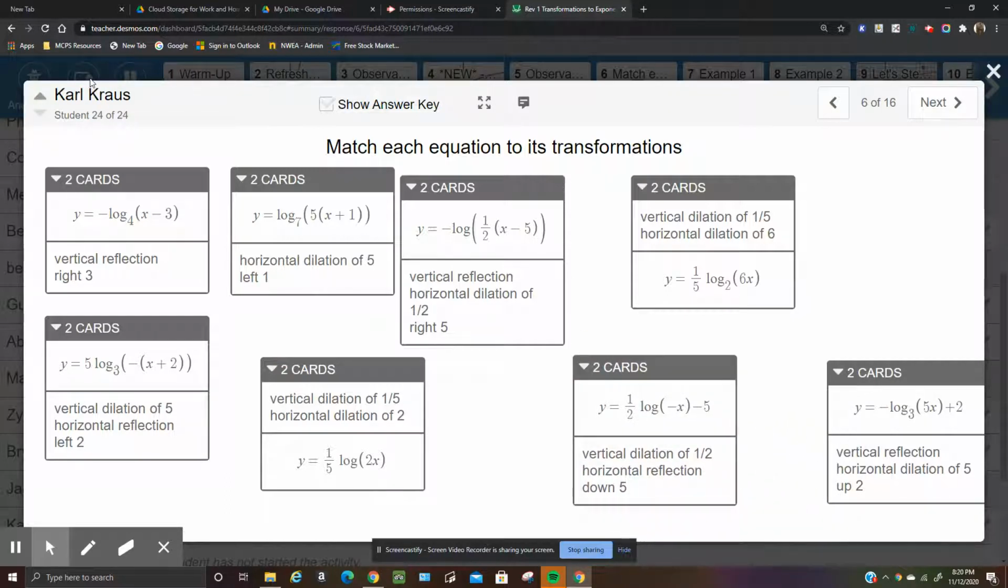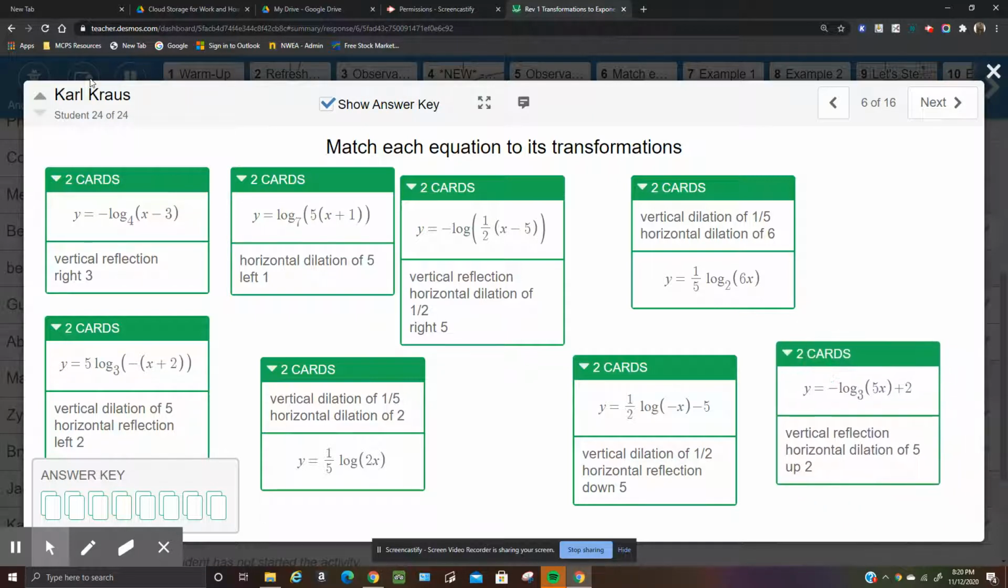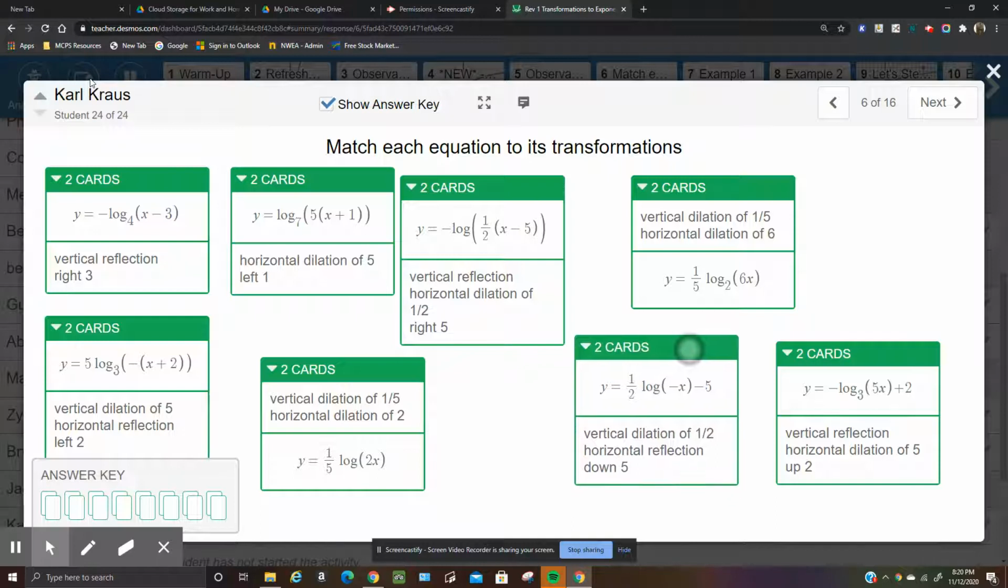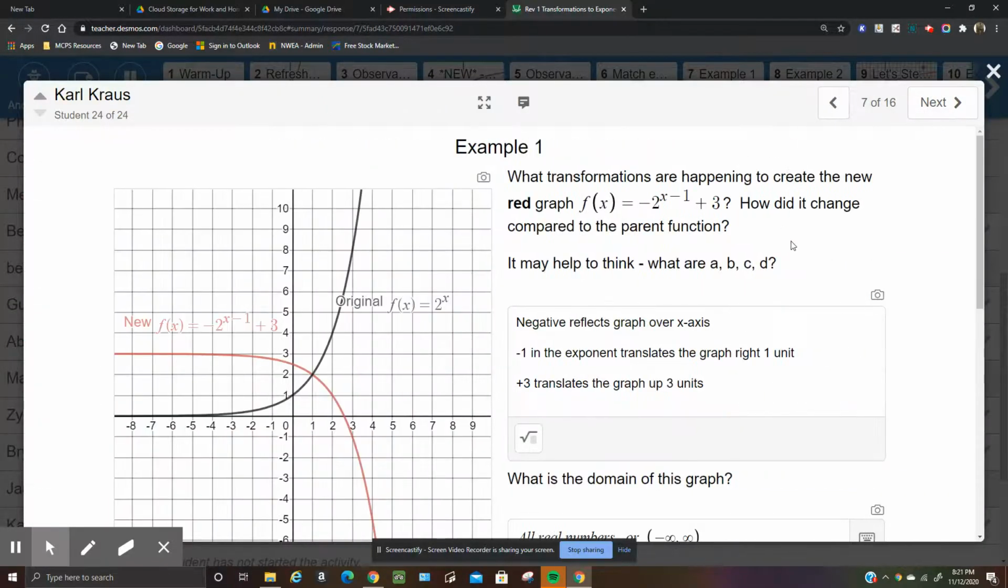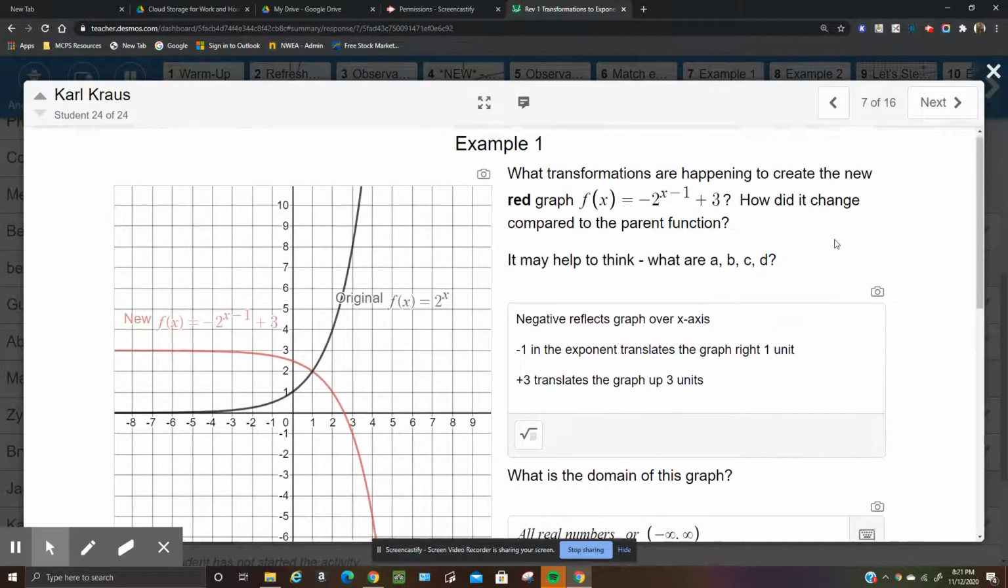Okay, and then you show the answer key here. They all light up green, so I know I have the right ones, as long as the person who did the answer key did it correctly. Looks like they did.